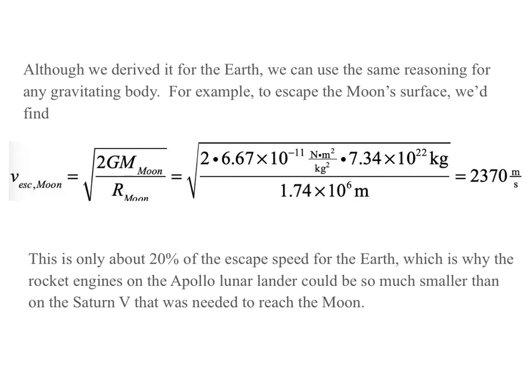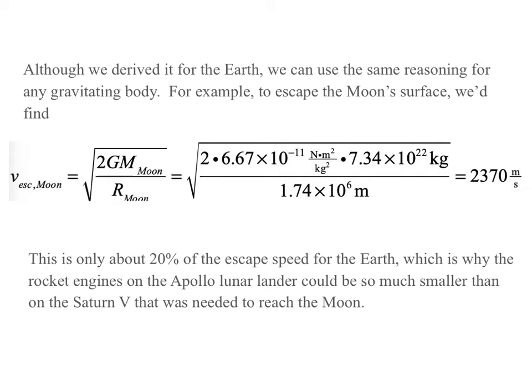Although we derive this for the Earth, we can obviously use the same reasoning for any gravitating body. For instance, to escape from the moon's surface, we would take the same thing, the velocity of escape from the moon, but we replace the Earth's mass with the moon's mass, and the Earth's radius with the moon's radius, which have these particular values, and we'll get 2370 meters per second. That's only about 20% of the escape speed for the Earth.